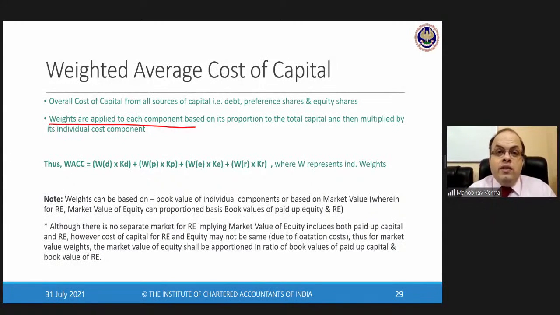Do we simply take the book value, which we have in the balance sheet? Or, from a practical standpoint, the market value of different sources of capital might be different from their book value. So we might need to see what exactly is the call of the question. Are we talking about straight away taking book value, or from a market value perspective? There can be a couple of scenarios here: the book value of the individual components, or based on market value. Now, market value could be a little tricky.